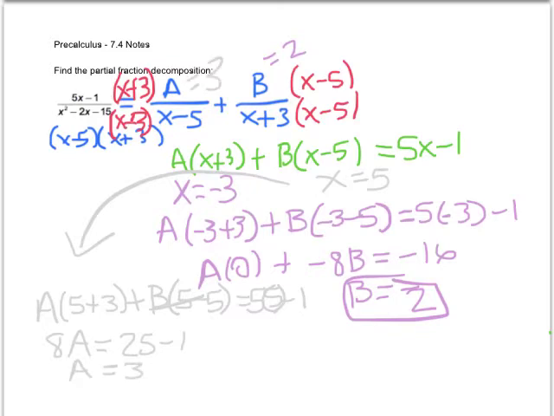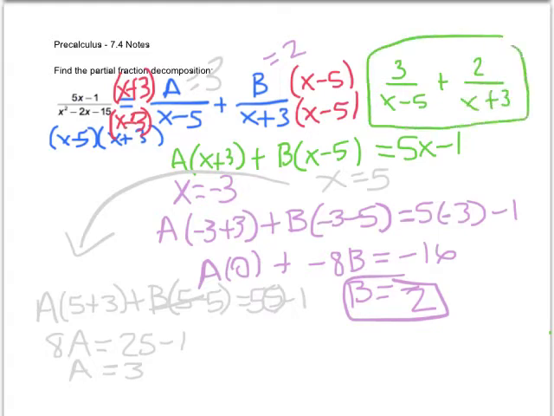So my partial fraction decomposition then, my solution is going to be 3 over x minus 5 plus 2 over x plus 3. And this guy right here is your answer.